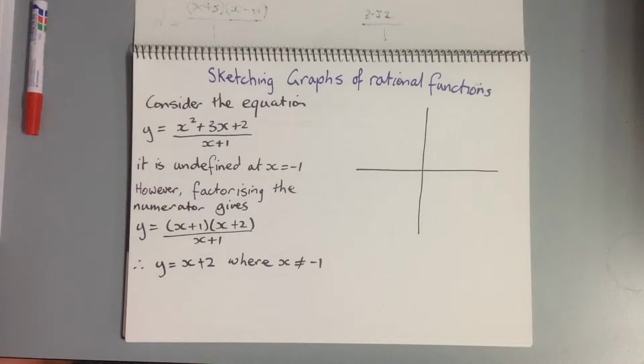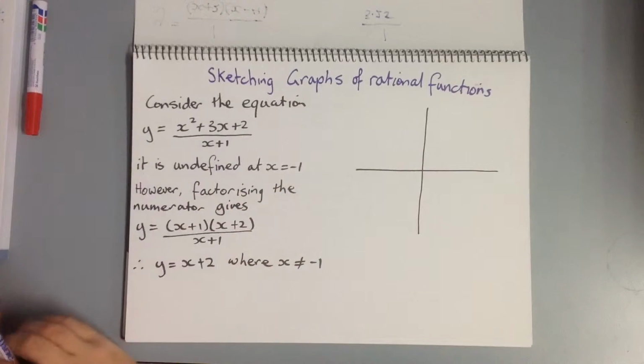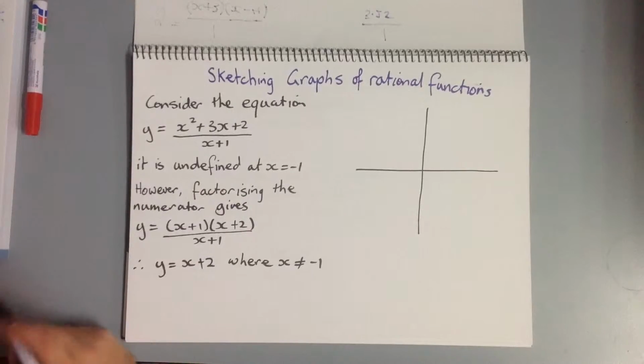Hey, in this tutorial, we're going to look at sketching graphs of irrational functions. There's quite a number of different cases that we can have here. But what we're looking at to start off with are examples like this, where we have the equation y equals (x squared plus 3x plus 2) divided by (x plus 1).